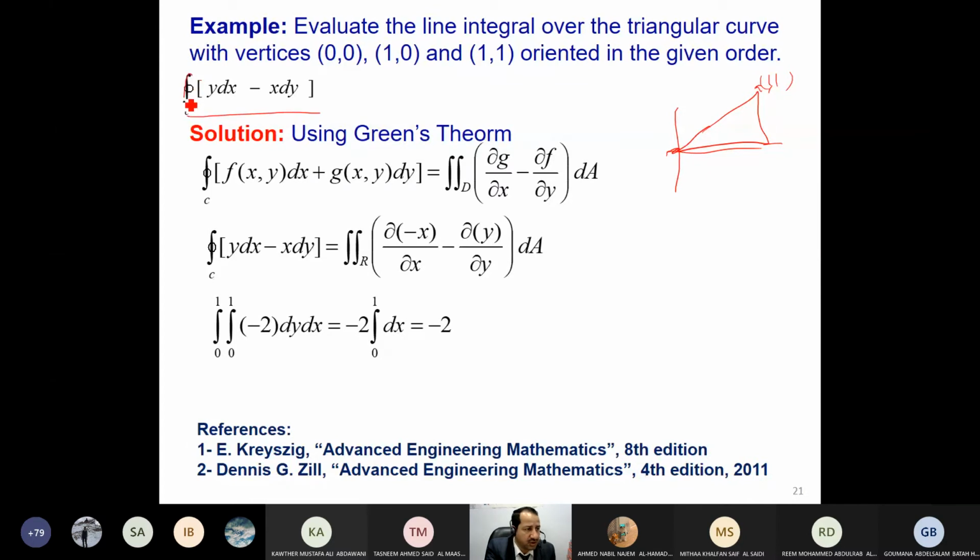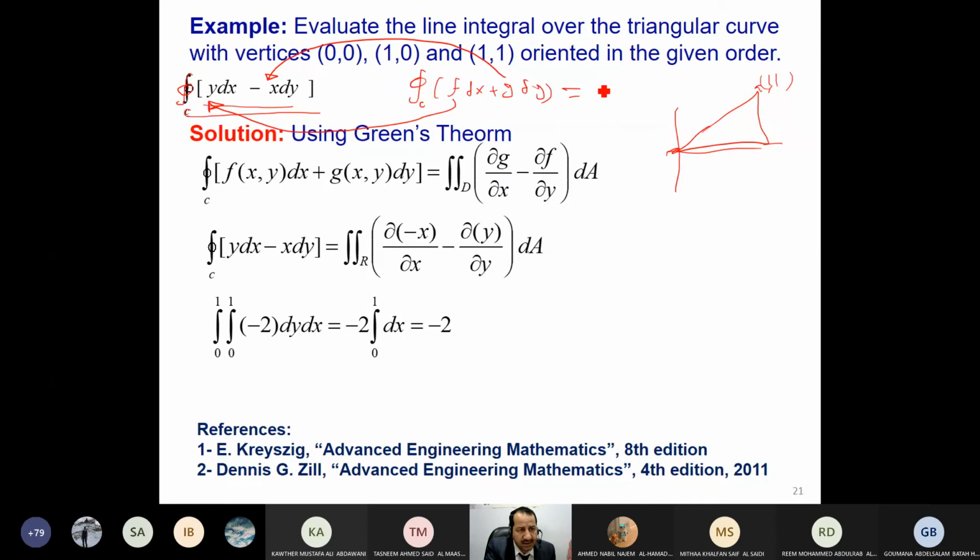You see, the integral over the closed curve C of y dx minus x dy. Directly I remember the formula. The formula says f dx plus g dy, right? You remember this is the formula. Now let me see. F is y here, and g is minus x here, right?